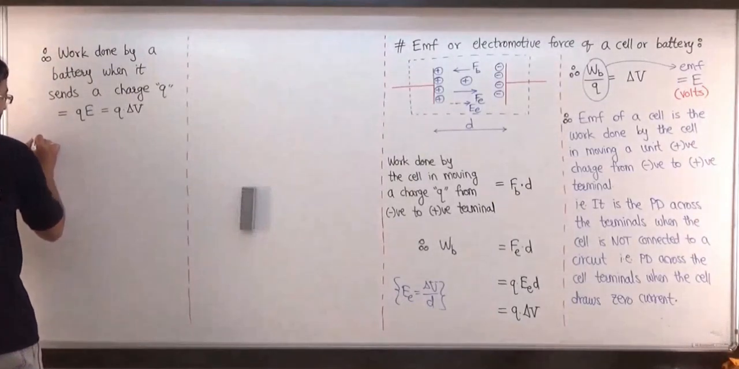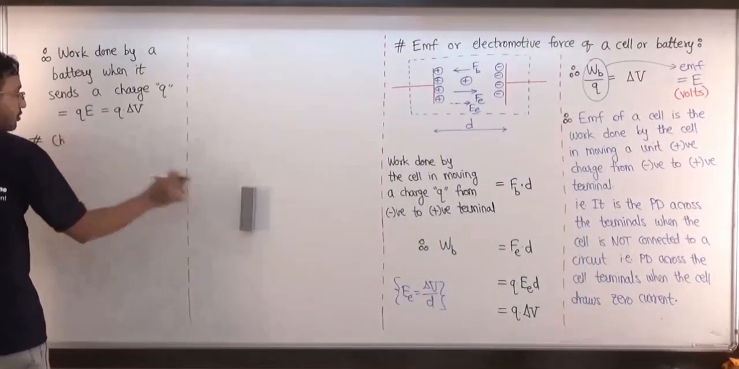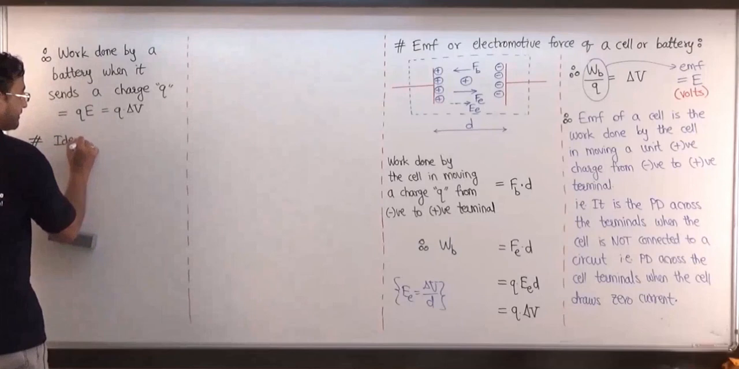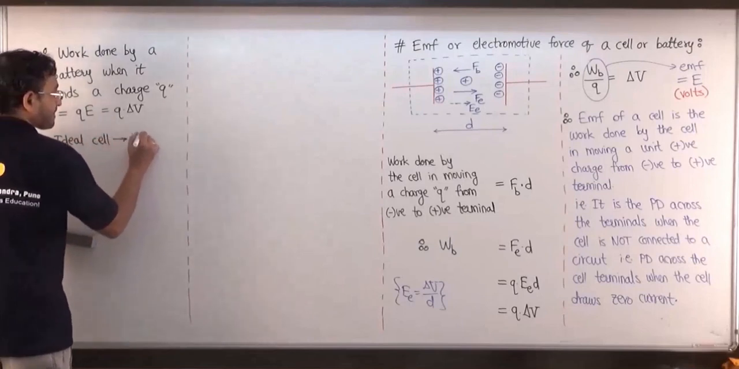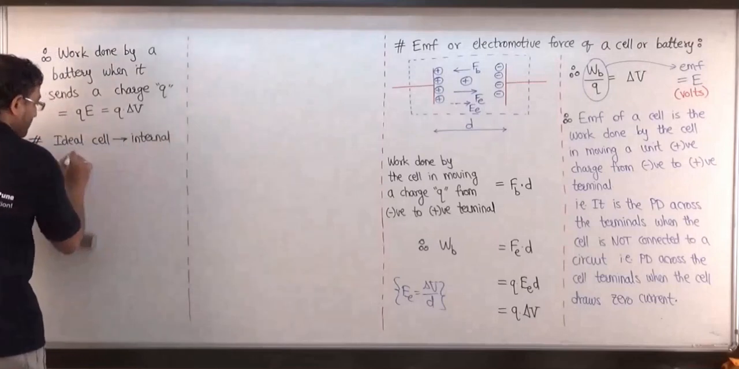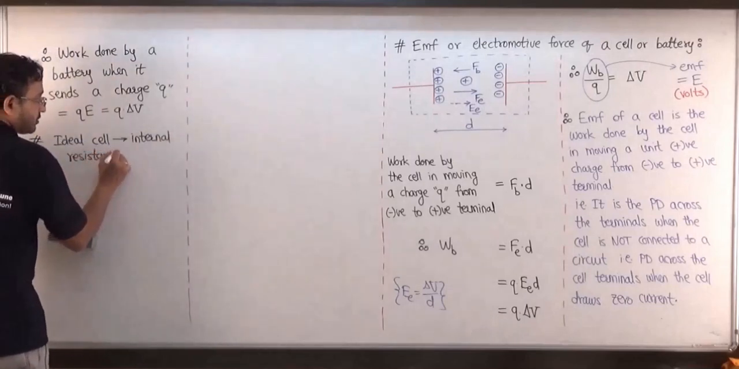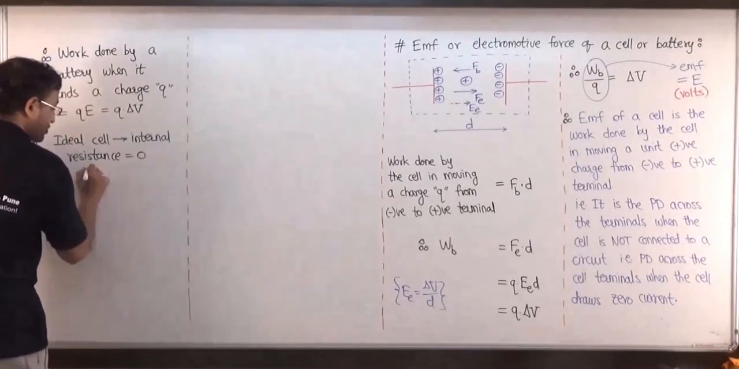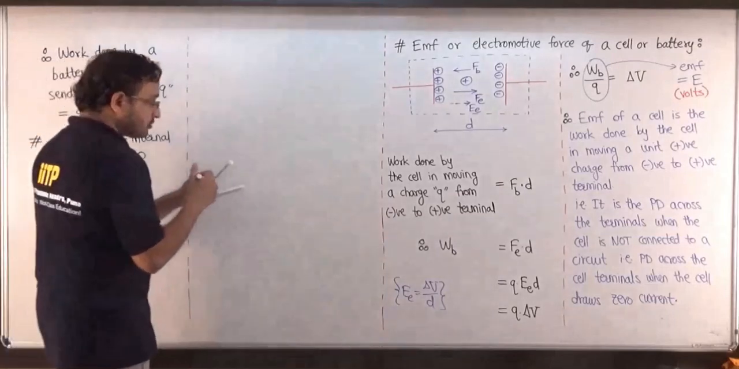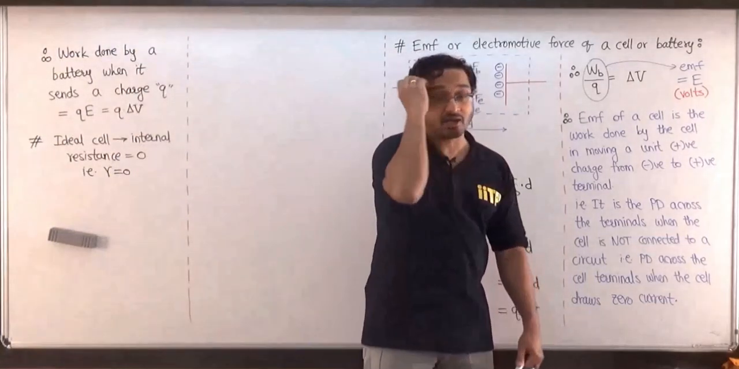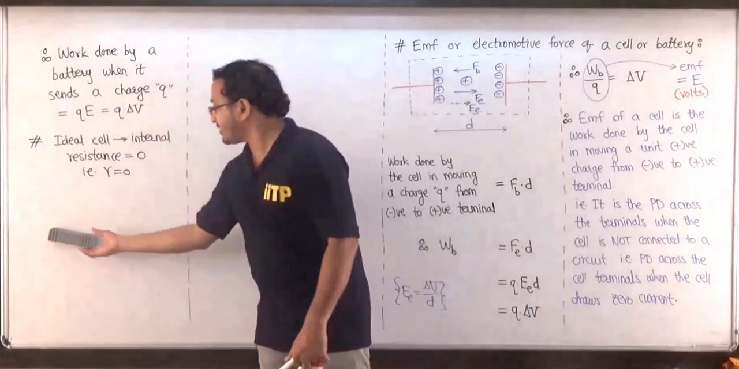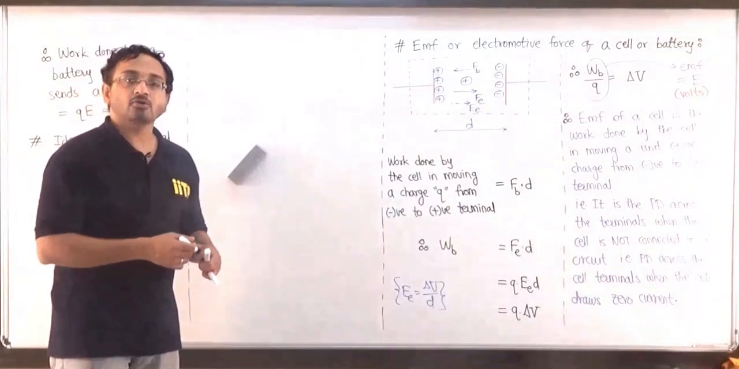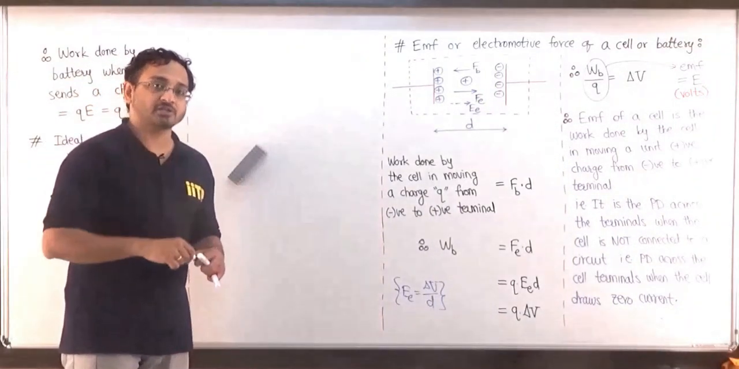A cell whose internal resistance is zero is called an ideal cell. That internal resistance is usually denoted by small r, because you can imagine you don't want the internal resistance to be very high. Such a cell is called an ideal cell, where the internal resistance, that is small r, is 0. On the other hand, there may be cells whose EMF is very, very precisely known.